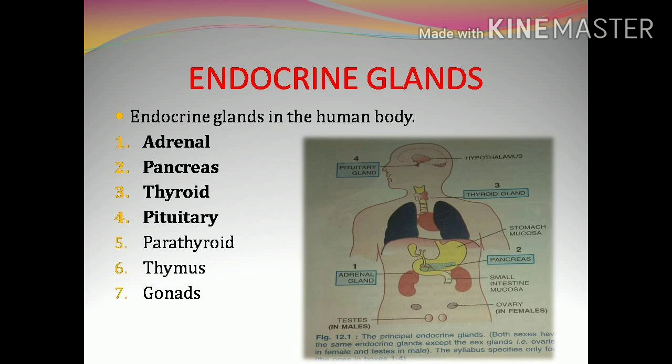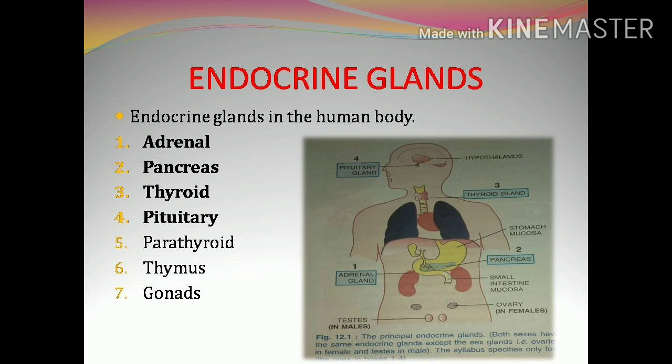Pituitary gland is present in the brain, just below the base of the hypothalamus. Thyroid gland is in the neck region, adrenal gland above the kidney, pancreas just behind the stomach region, and we can see the parathyroid present in the dorsal region of this thyroid gland, on the back side of the thyroid gland in the neck region. And thymus gland we can see in the newborn child, close to the heart.